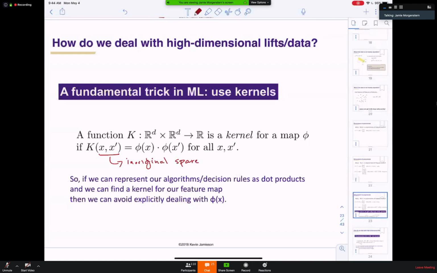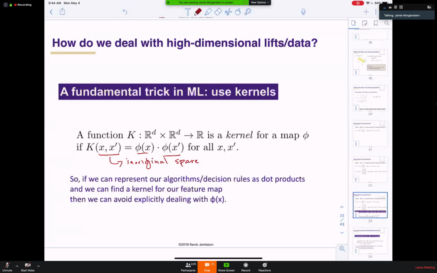So remember that these are points in our original space. And it's a kernel for a map phi if, when we apply the kernel to x and x prime, which are points in our original space, that's equal to the dot product of first mapping each of the points into this higher dimensional space and then taking that dot product.